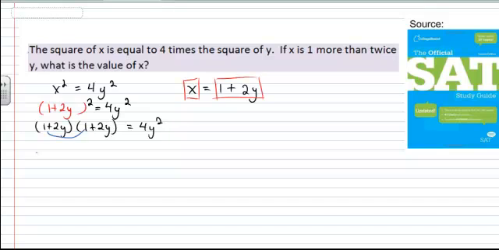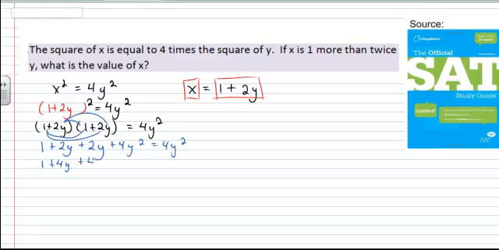First times first equals 1. Outer times outer equals 2y. Inner times inner is 2y. And last times last is 4y squared. And all of that is still equal to 4y squared.